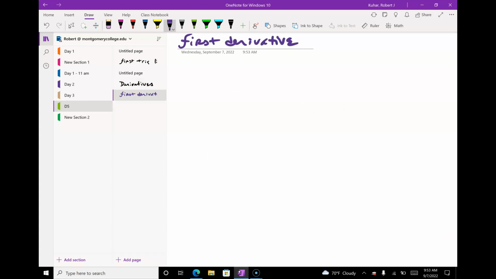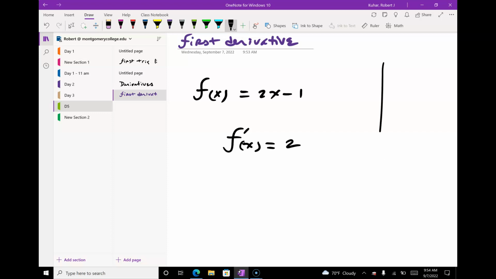If you've taken calculus before, you might know a lot of these shortcuts already. But if you haven't, this one you should be able to tell me anyway. If I tell you that f of x is 2x minus 1, who can tell me what f prime of x is? 2. It's the slope at any point. And we know, of course, that 2x minus 1 always has the same slope of 2. So in my formula for the derivative, I should get f prime of x equals 2.